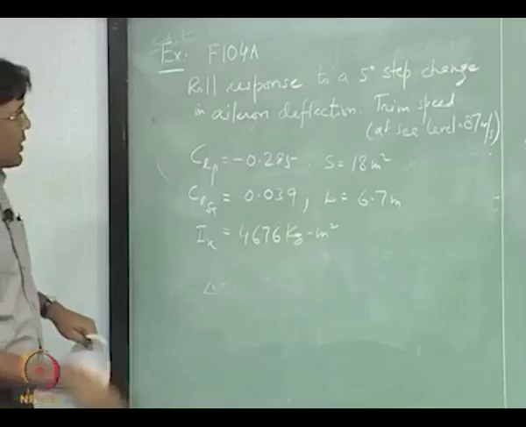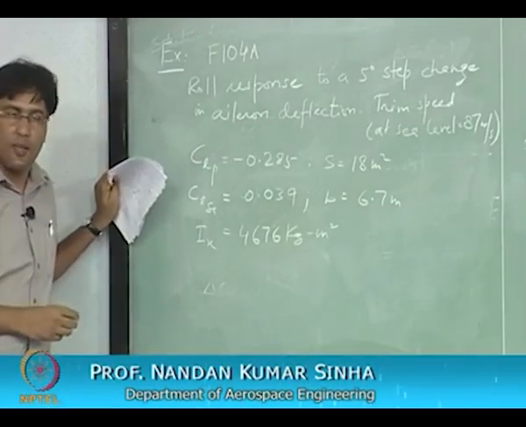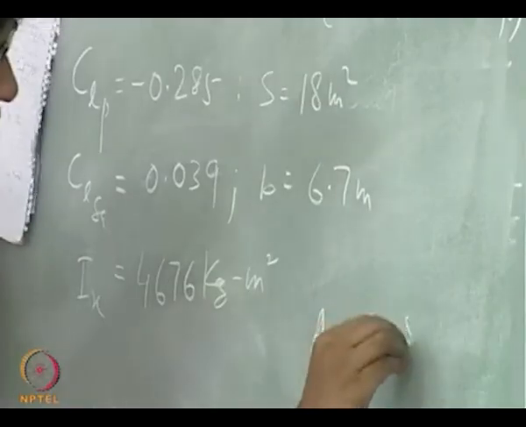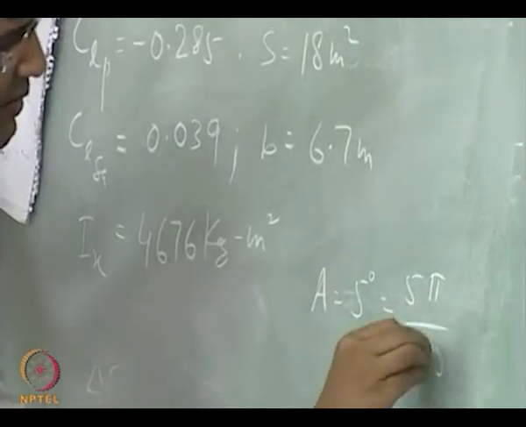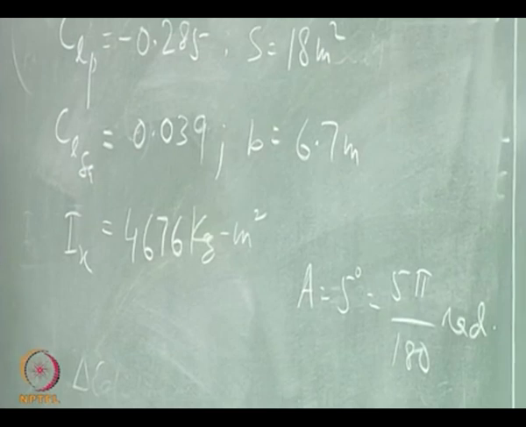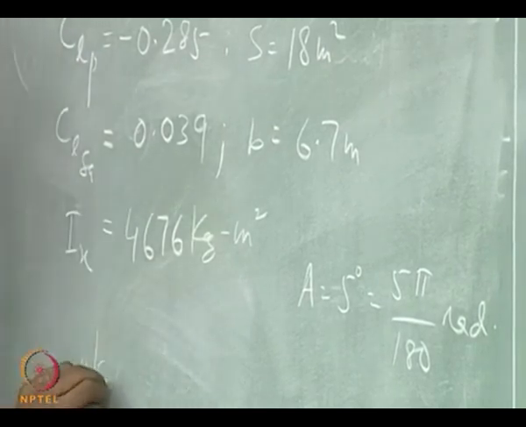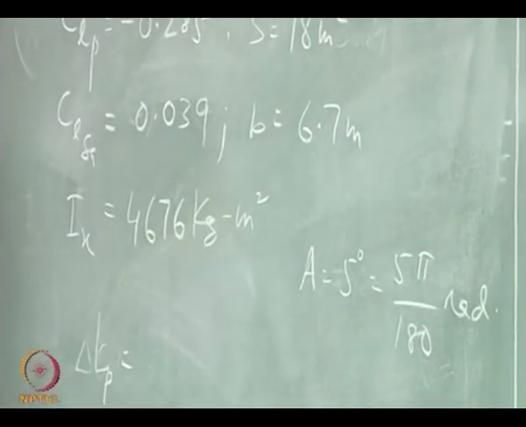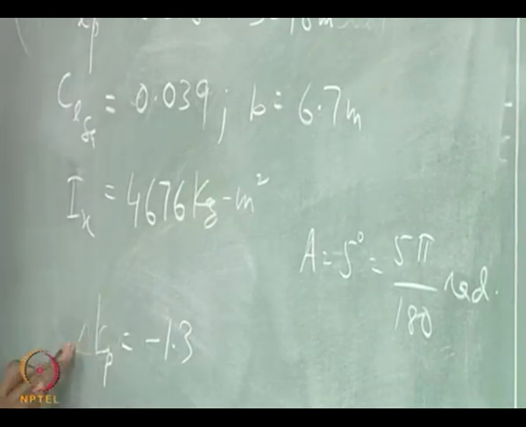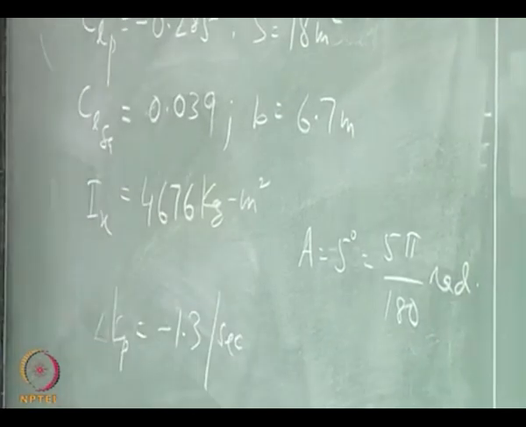So, A is 5 degrees, right? A is the amplitude of the step input in aileron. So, A is 5 degrees, which is 5 into pi over 180 radians, and LP you can find out using that formula. Turns out to be minus 1.3 per second.